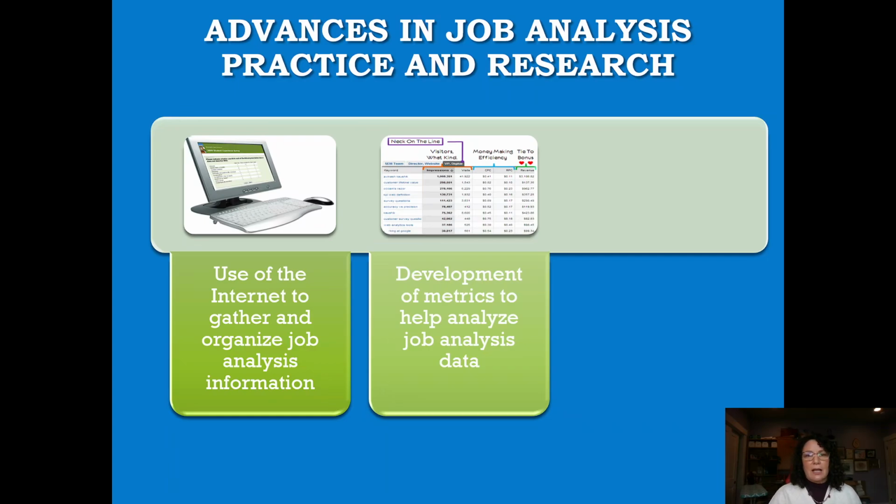The development of metrics to help analyze job analysis data. So we have new ways of, I want to say rank ordering, I don't know if that's the word I want, but sort of standard comparisons. We have so much data now that we can compare the new incoming information to all this background of decades of information to get baselines about how people are doing and what this job means and all the things that we need. We have so much more baseline now.